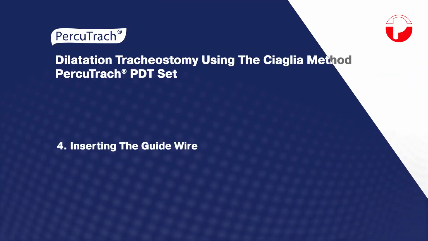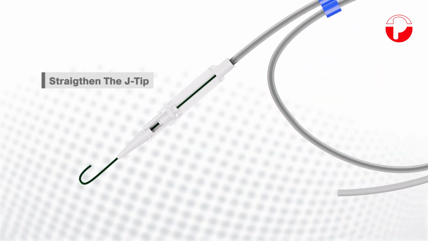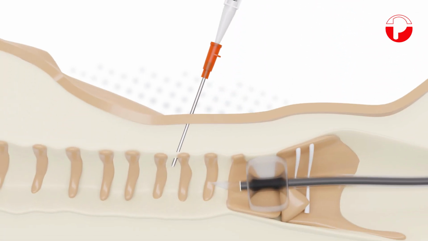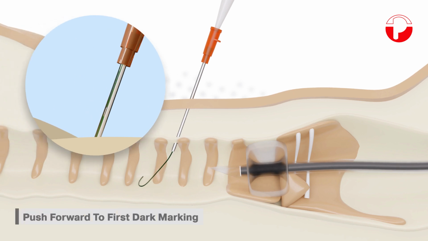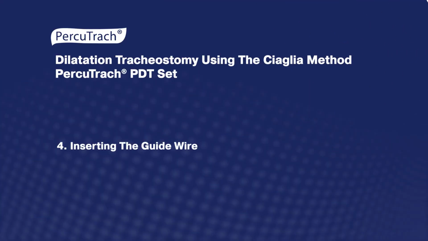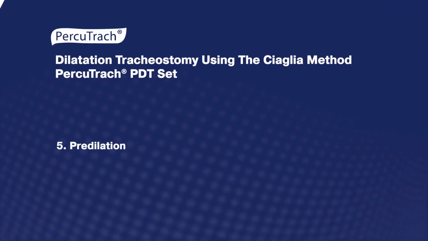To do so, first straighten the J-tip of the guide wire by using the dispenser and make sure that the tip does not protrude. Attach the dispenser to the catheter and feed the guide wire into it. It should pass easily with no resistance. The wire can be pushed forward in caudal direction until the first dark marking on the wire reaches skin level. Once the guide wire has been positioned, the dispenser can be removed, followed by the catheter.